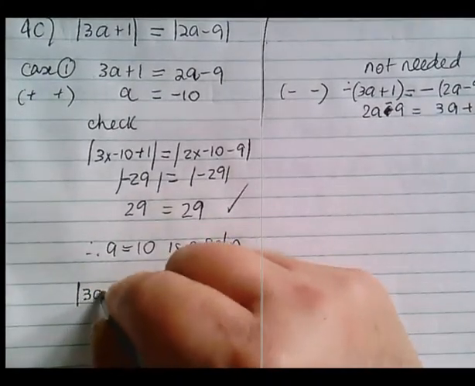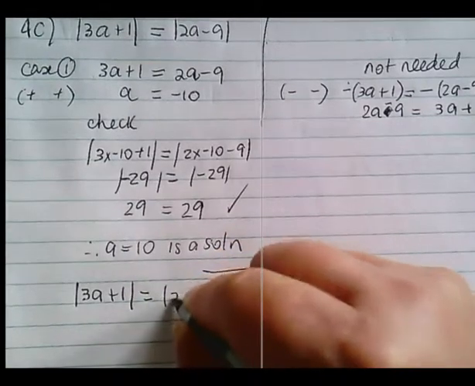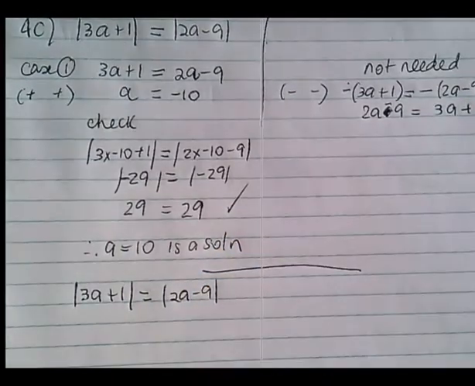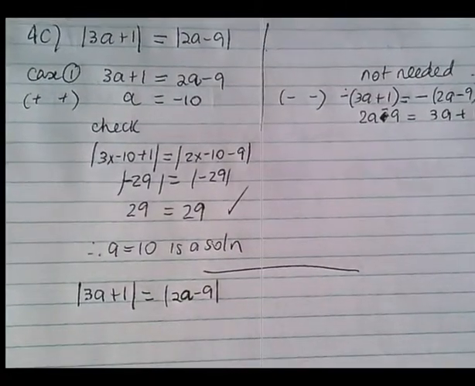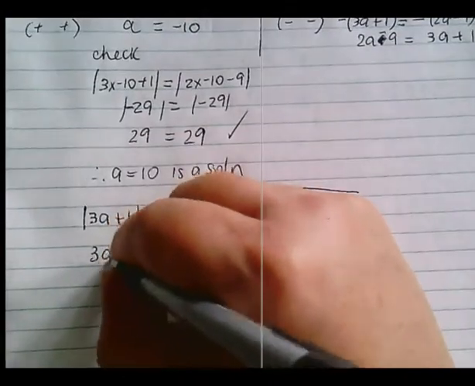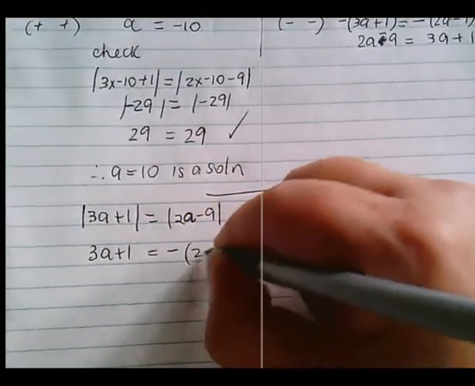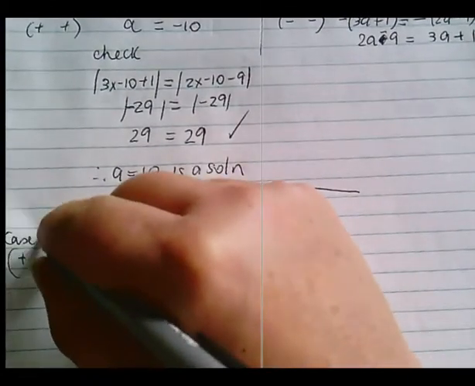When we've got absolute value of 3a plus 1, sorry, I'm just going to rewrite the question. So we've basically looked at plus, plus, and we didn't need to do minus, minus because it's the same, right? Now we're going to do a plus, minus. So let's go plus on the left. 3a plus 1 equals -2a minus 9. So here I'm doing the plus, minus. I'm just going to call it case 2.